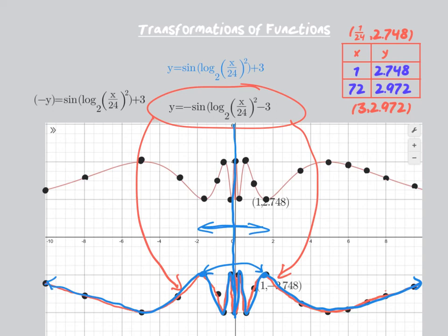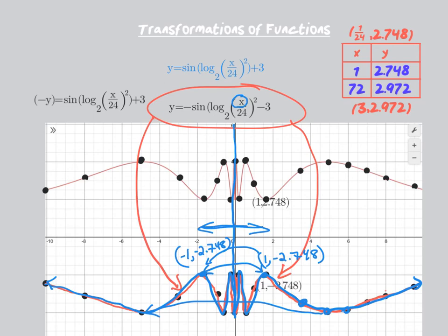But why would that be? Well, let's look at the points that we have. Here we have a 1 comma negative 2.748. And when we reflect it, that's going to become negative 1 comma negative 2.748. What's happening is each x value is just going to become the negative of itself, but the y value is going to stay. So in our equation, we just have to replace the x with a negative x.